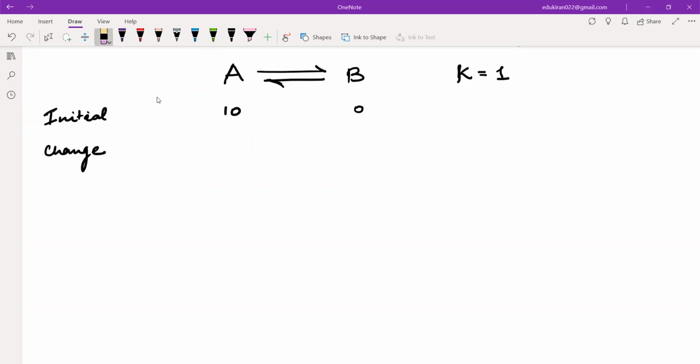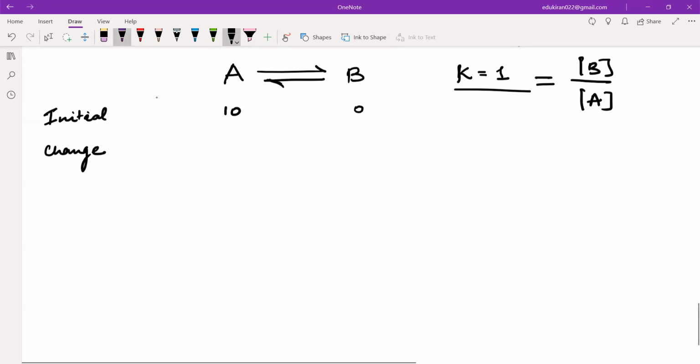Tell me, what is the initial concentration of A? 10. What is the initial concentration of B? 0. What is the equilibrium constant for this reaction? 1. So, for each mole of A, how many moles of B do we need? 1.